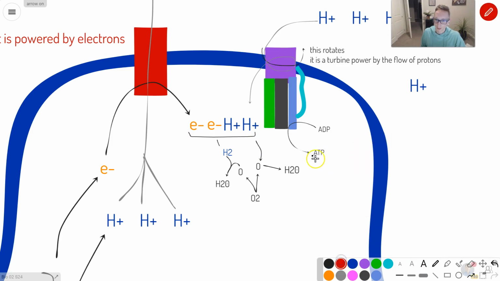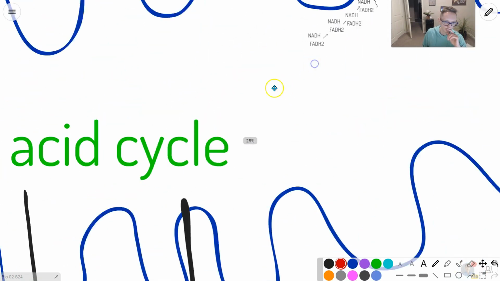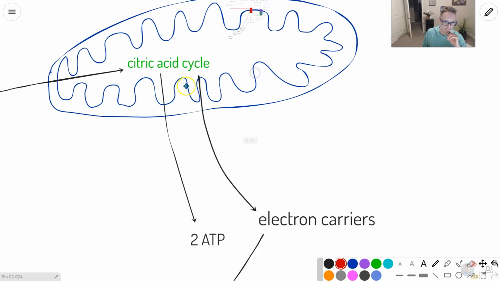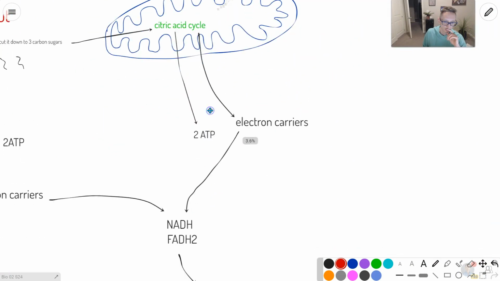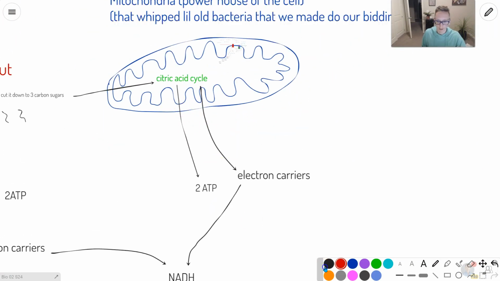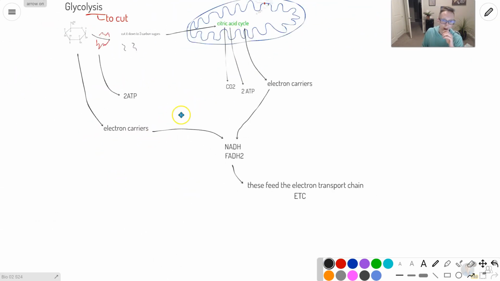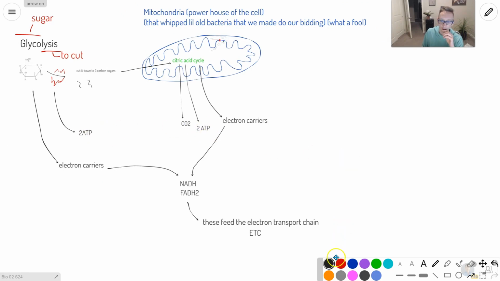This is how we get our ATP. Water. ATP. And we get our CO2 from the Krebs cycle. CO2 comes out of here. I didn't talk about that, but we also get CO2. We get electron carriers, 2 ATP, and we also get CO2. Okay, well, we got 2 ATP from this bad boy, 2 ATP from this bad boy.